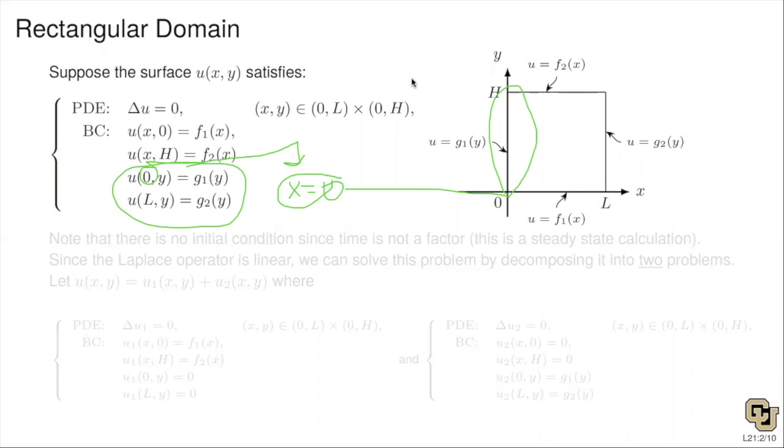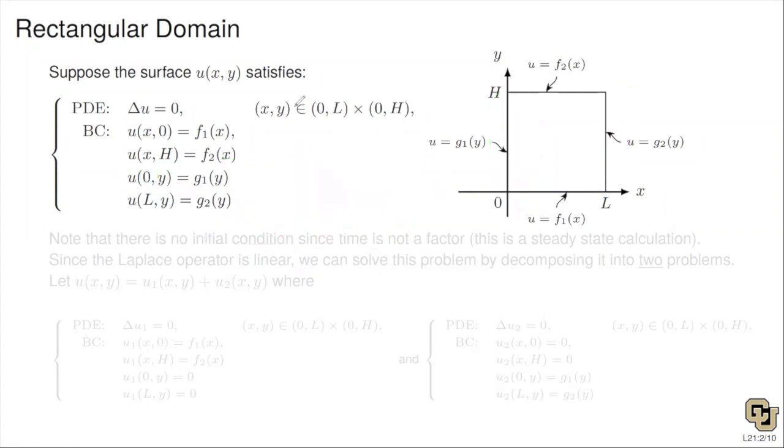And then we have the right side. So here we're assuming x equals capital L, which is the right side here of our rectangle. And then we have a boundary condition there that's purely a function of y.